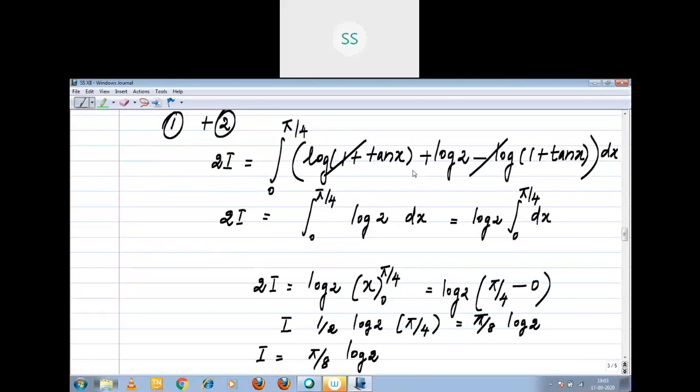Got it, children? Now you see, I equal to pi by 8 log 2.